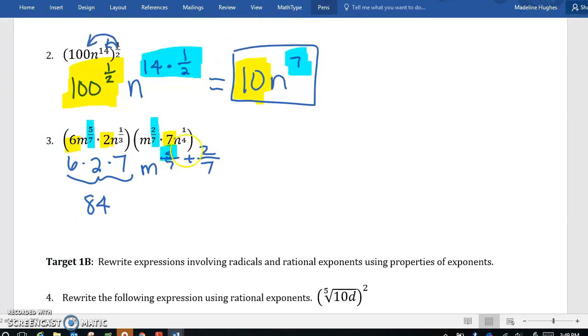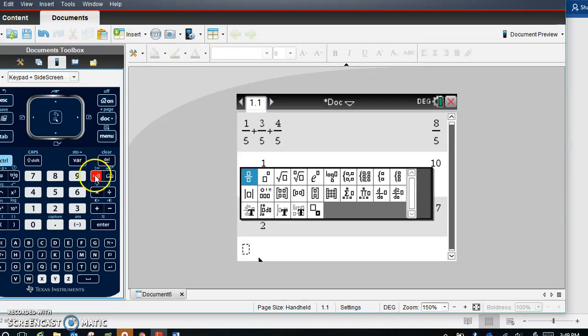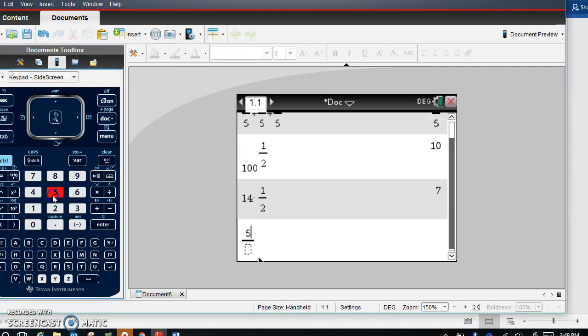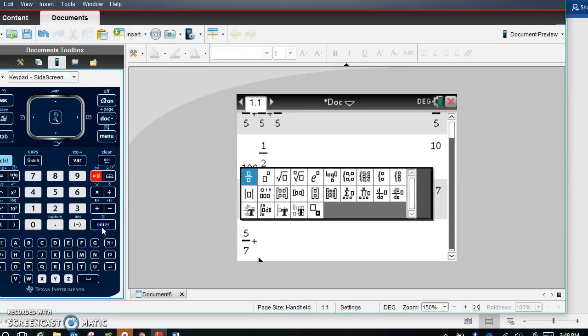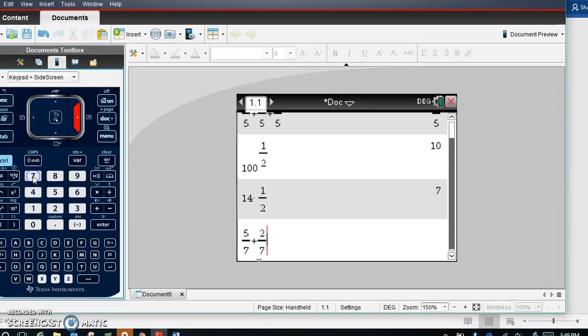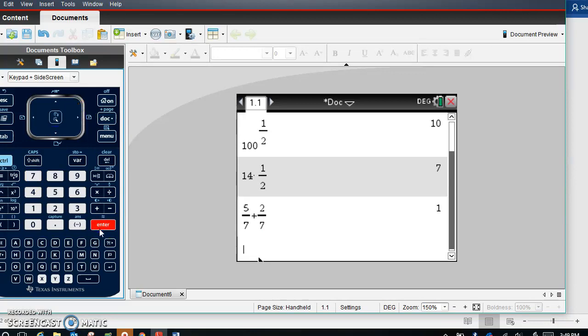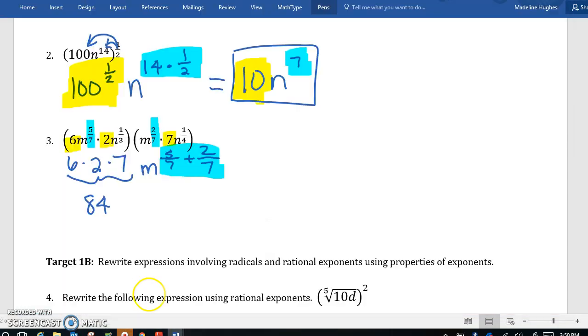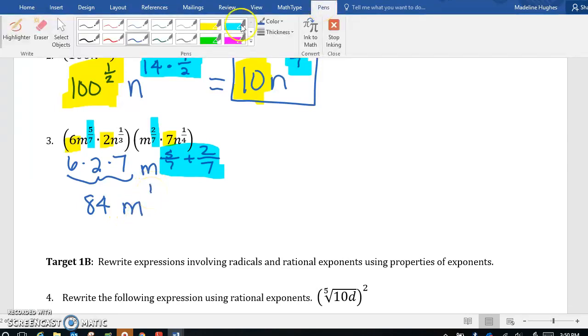Right, so what I'm doing, I'm highlighting those in blue there. And 5/7 plus 2/7. I'm going to go to my calculator and do that. Fraction button, 5/7, arrow over, plus 2/7, enter. And that is 1. So back over here, our base, m, that exponent is 1.